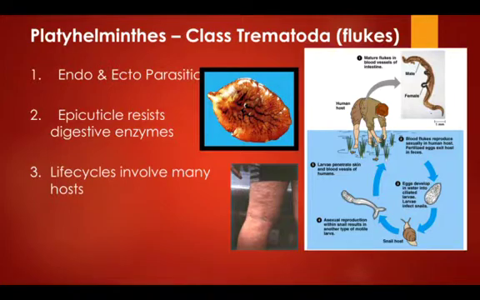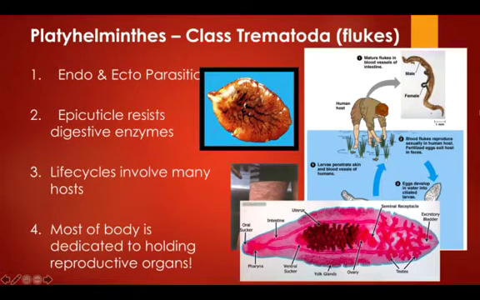Life cycles involve many hosts. So here I have a diagram of the life cycle of a fluke and how many hosts they have to go through. And most of the body is dedicated to holding reproductive organs. So they really have two major functions: consume and reproduce. So the majority of the body is dedicated to producing egg and sperm.